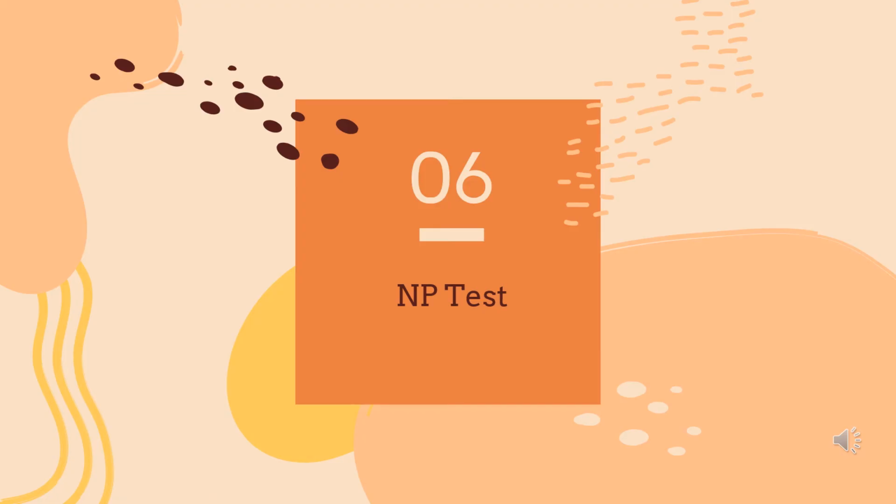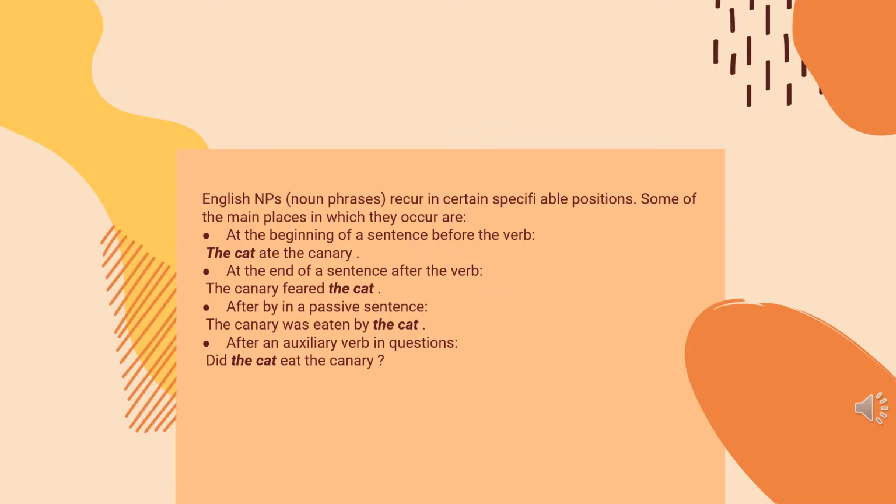NP test. English noun phrases recur in certain specifiable positions. Some of the main places in which they occur are: first, at the beginning of a sentence before the verb, for example, "The cat ate the canary." Second, at the end of a sentence after the verb, for example, "The canary feared the cat." Third, after "by" in a passive sentence, for example, "The canary was eaten by the cat." And the last one, after an auxiliary verb in questions, for example, "Did the cat eat the canary?"